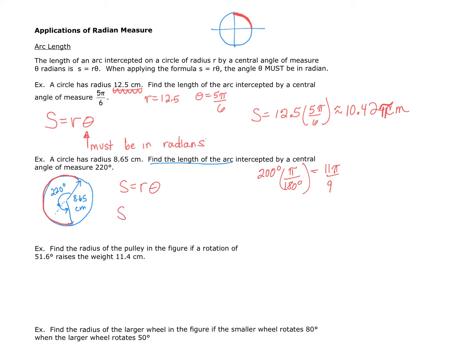So using this formula now, we get 8.65 times 11 pi over 9, which gives us approximately 33.2 centimeters. So it's almost the same, but here we had to first change it to radians.